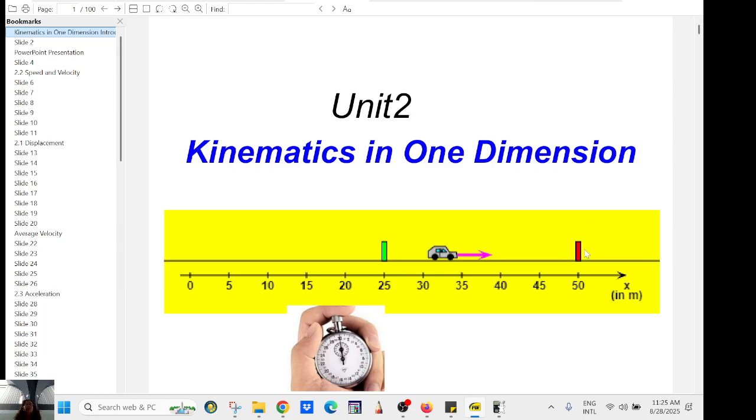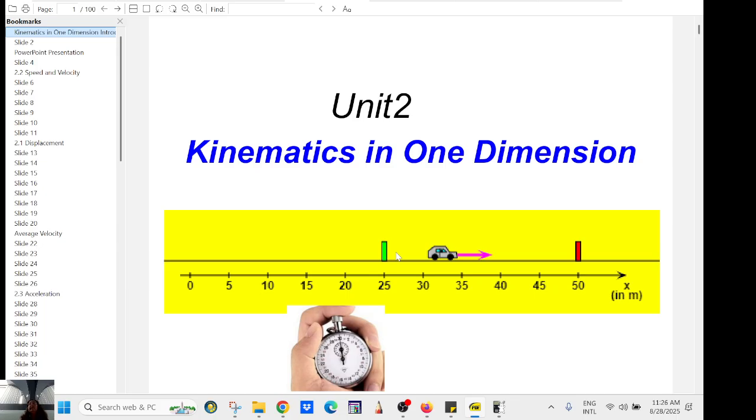If this is your initial position and this is the final position, it's going to be negative 25 and it's pointing to the left. Okay, so we'll define that. But displacement is a physical quantity. It can be positive or it could be negative.